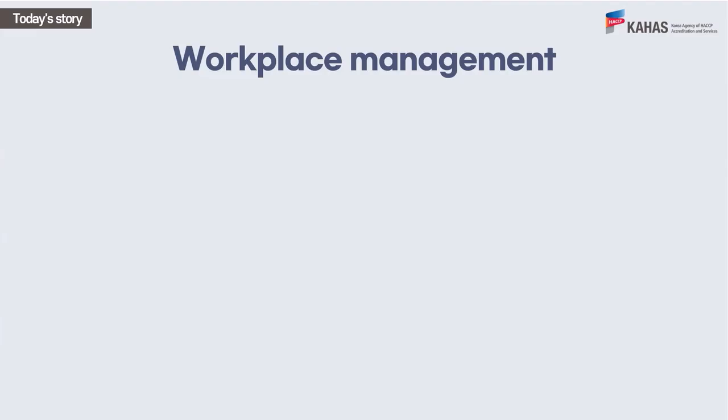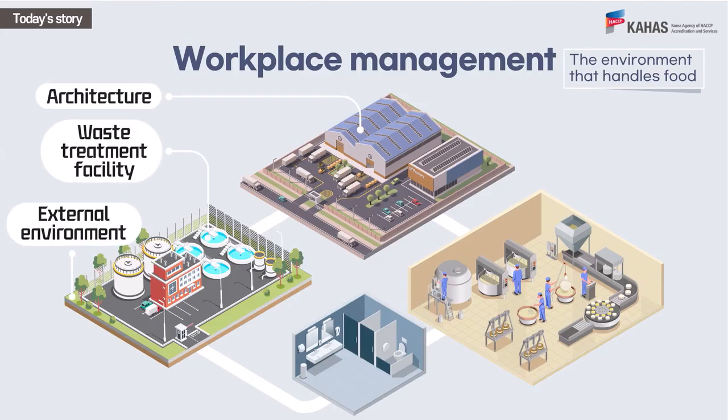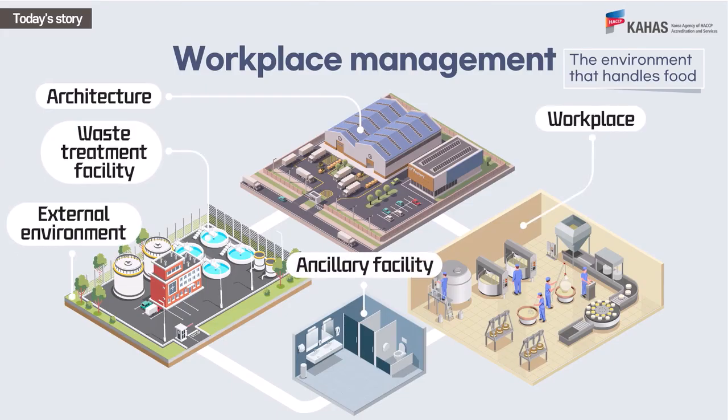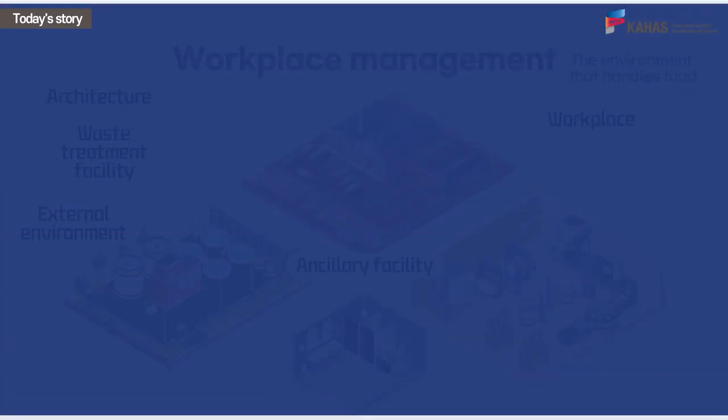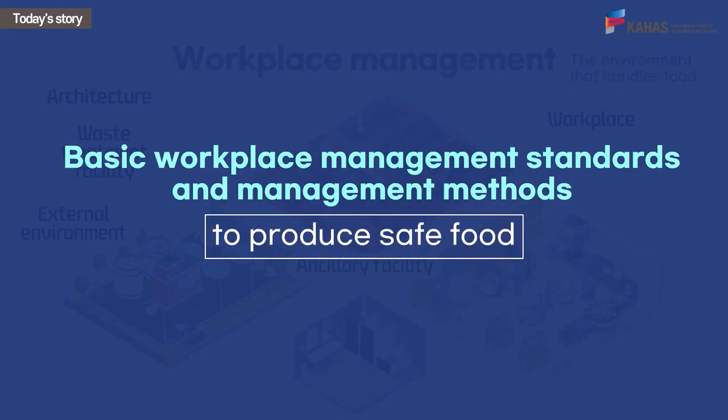Workplace management is about the environment that handles food. This includes architecture, external environment, waste treatment facility, workplace, ancillary facilities, and others. From now on, let's take a closer look at the basic workplace management standards and management methods that must be followed to produce safe food at the food manufacturing and processing site.